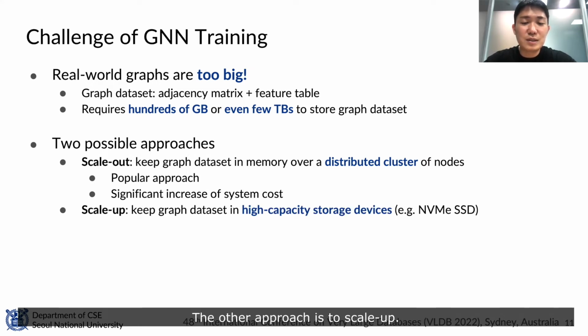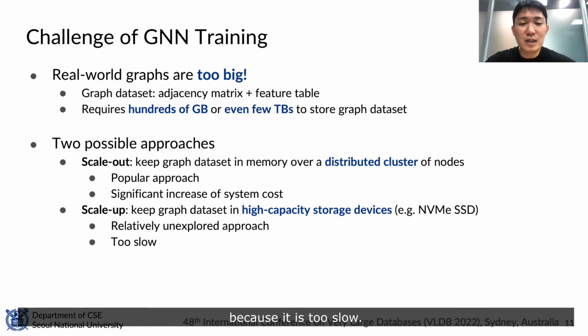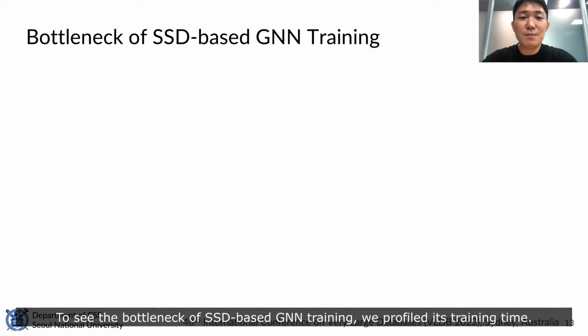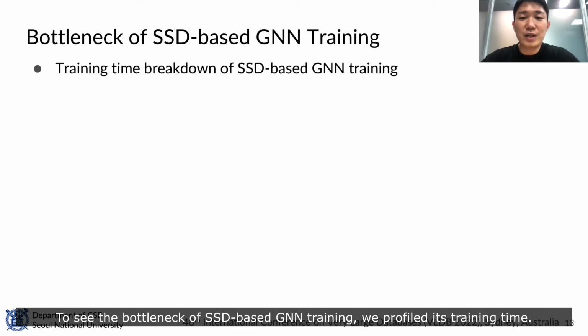The other approach is scale up. Instead of having multiple nodes, one can keep graph dataset in high-capacity storage devices like NVMe SSD. This approach has hardly been studied because it is too slow. The focus of our work is this approach. In this work, we try to speed up this approach as much as possible and thus suggest a cost-effective option for large-scale GNN training. To see the bottleneck of SSD-based GNN training, we profiled its training time.